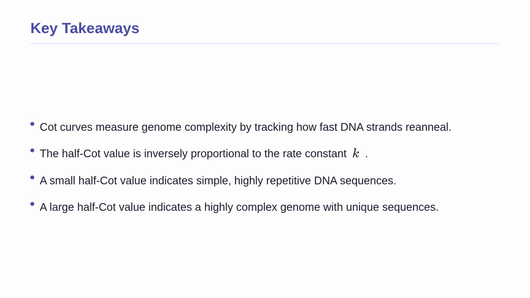This brings us to the end of our exploration. So let us summarize the key takeaways. First, COT curves are an elegant way to measure the hidden complexity of a genome simply by watching how fast its DNA zips back together. Second, the absolute most important metric is the half COT value, which is inversely proportional to the rate constant.